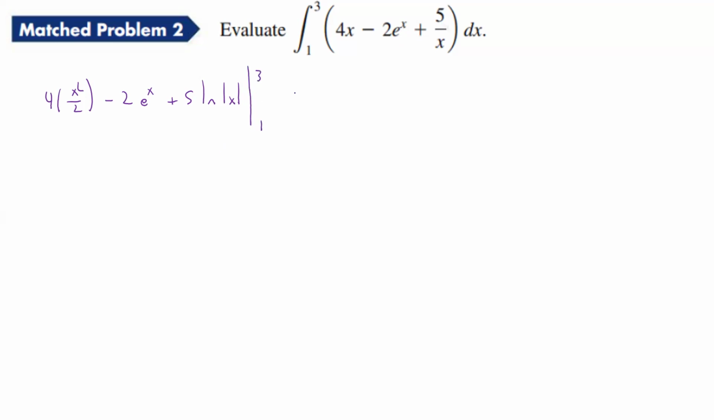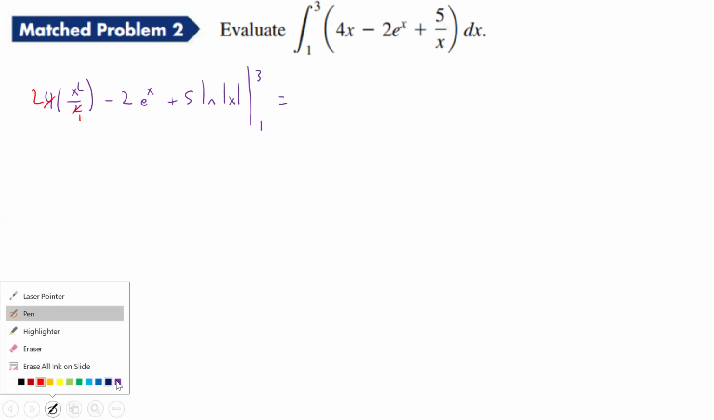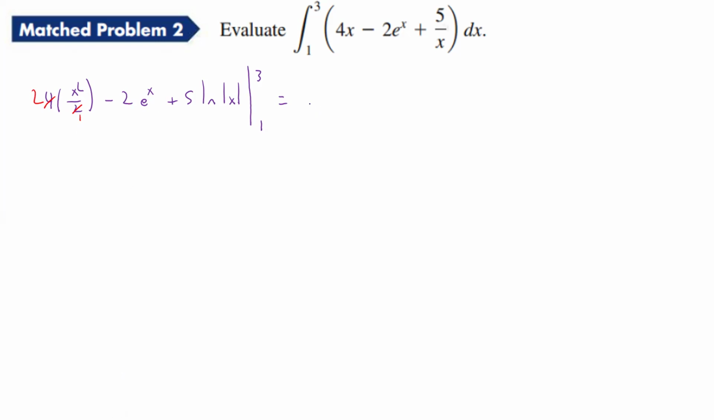Okay, so when we write this, can we cancel anything first? That's going to make our life a lot easier. So that 2 will go in here once, and then we'll have a 2 here. That's all we can do, I guess. Sometimes you can cancel more, sometimes you can't. So we start with 2 times 3 squared, then minus 2e to the 3, then plus 5 ln of 3, since 3 is positive, so we don't have to worry about the absolute value.